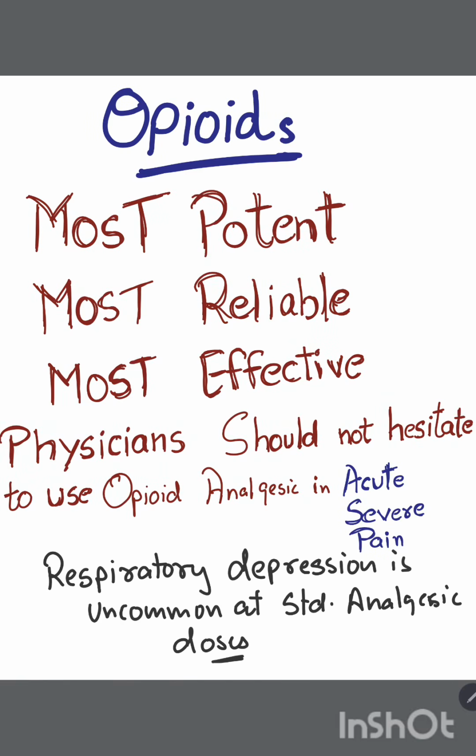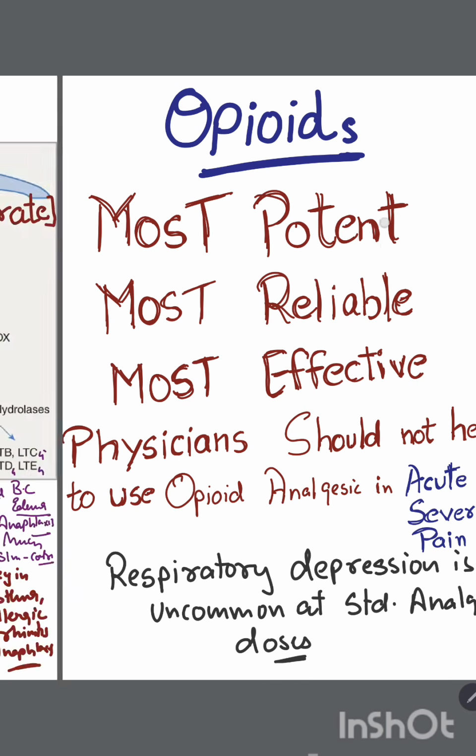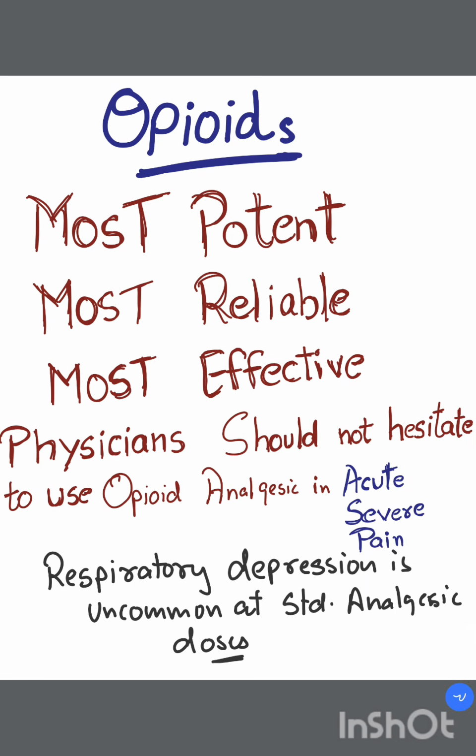Opioids. Now the next part is opioids. For opioids, we have some particular pertinent statements. They are the most potent, most reliable, most effective, and physicians should not hesitate to use opioid analgesics in acute severe pain. But the doctors and the nursing staff are always in a dilemma whether they are going to sedate, or the patient might go into respiratory depression. These are all the dilemmas because of which opioids are not that commonly used in hospital settings. But respiratory depression is uncommon at standard analgesic doses.